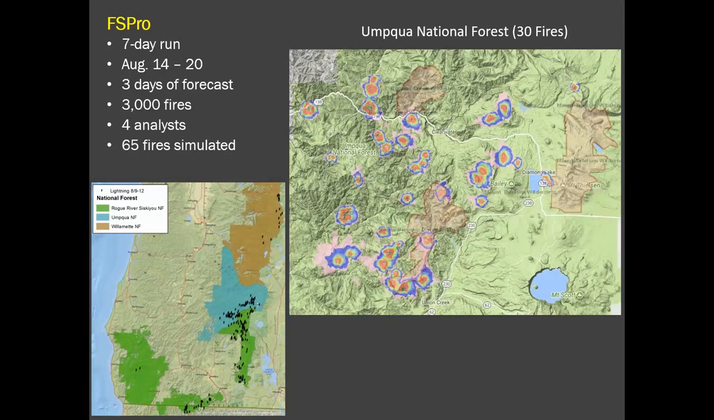And you can see in the lower left image, the green is the Rogue River Siskiyou, and the blue is the Umpqua National Forest, and then the brown is the Willamette. And you can see the 200 plus strikes that were received. And so at the time, we saw that we received this lightning. We started getting the fire reports, and there was a lot of questions about how do we prioritize all these fires? How does the forest prioritize the fires? How does the GAC prioritize these fires? So this is roughly 65 fires simulated, 4 different analysts, and then you can see the rest of the specifics there.